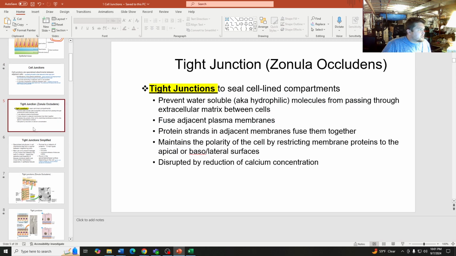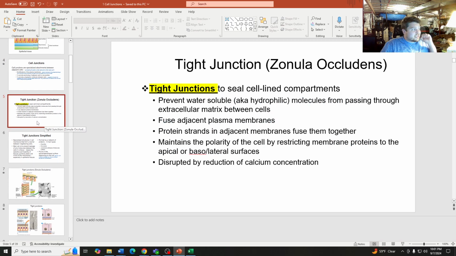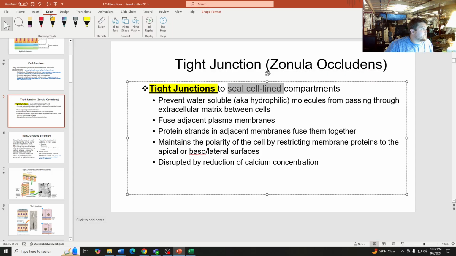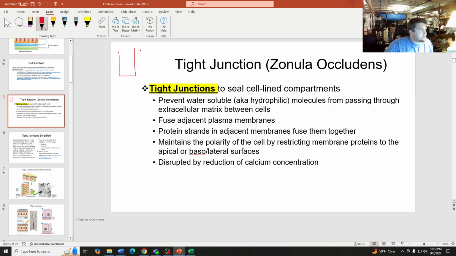The first one that we're going to talk about are tight junctions. So tight junctions, their function is to seal the cell-lined compartments. Think we have 2 cells right next to each other. We have a little bit of space in between them. Tight junctions are like a needle and thread sewing these parts together so that stuff can't go in between the epithelial cells. Okay?